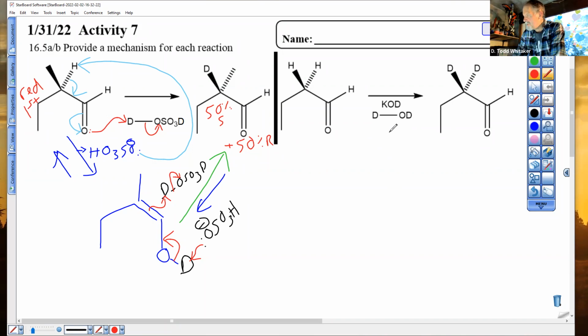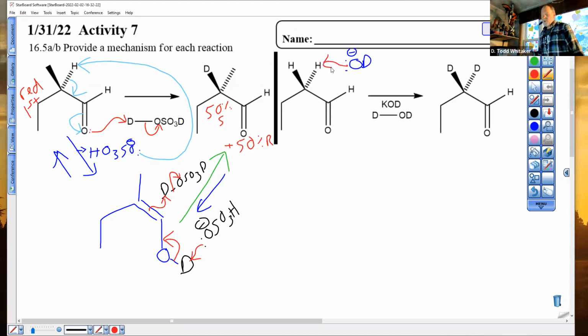All right. Now in this one, we're going to do the base catalyzed version. And the base is strong this time, so you don't have to wait to protonate the O. The base is already a strong reactant. OD minus right here. And it grabs the H.